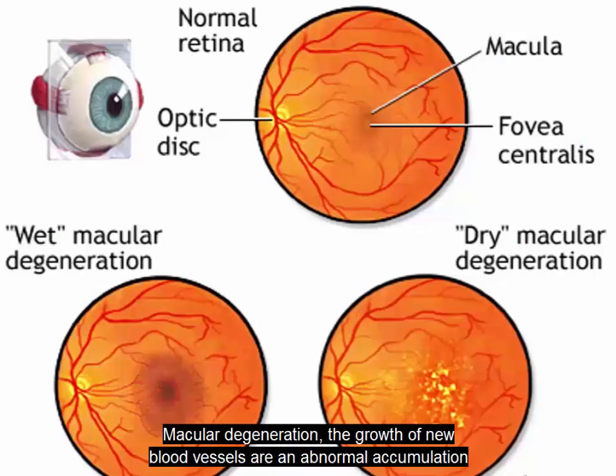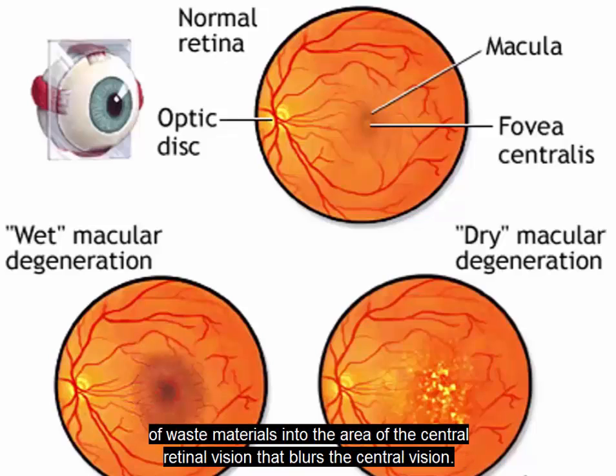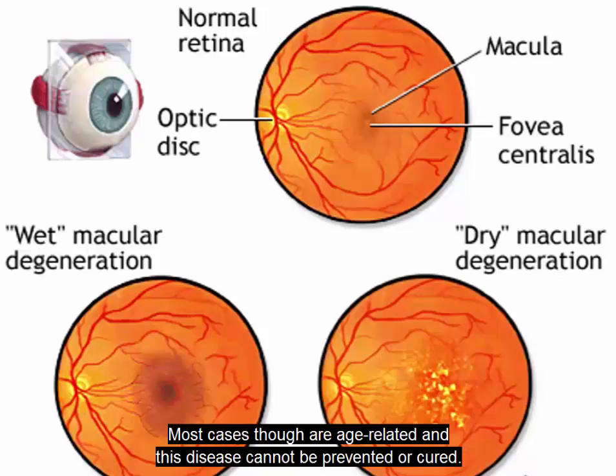Macular degeneration. The growth of new blood vessels or an abnormal accumulation of waste materials in the area of the central retinal vision blurs the central vision. The cause is unknown. Most cases, though, are age-related, and this disease cannot be prevented or cured.